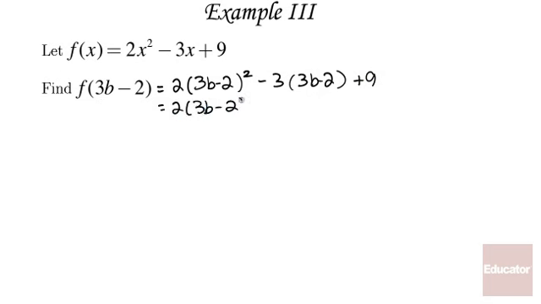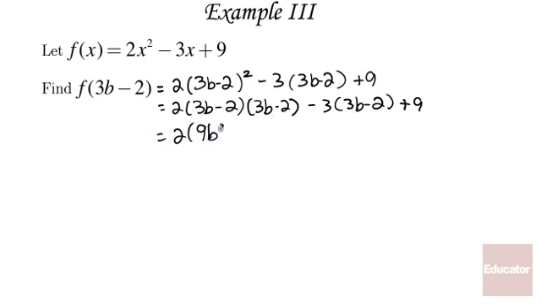So writing this out, this is a squared binomial. Okay, so using the FOIL method, first is 3b squared. 3b times 3b is 9b squared. The outer term gives me negative 6b. The inner terms multiplied, negative 6b. And the last terms, negative 2 times negative 2 is 4.